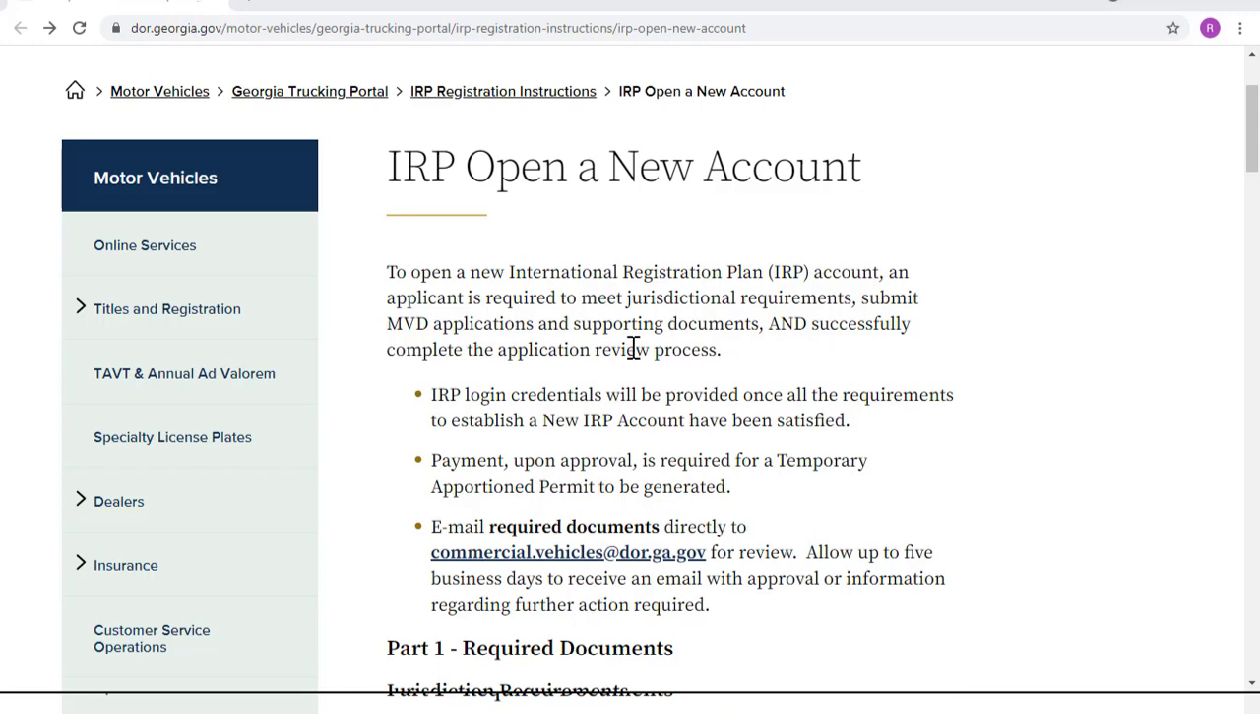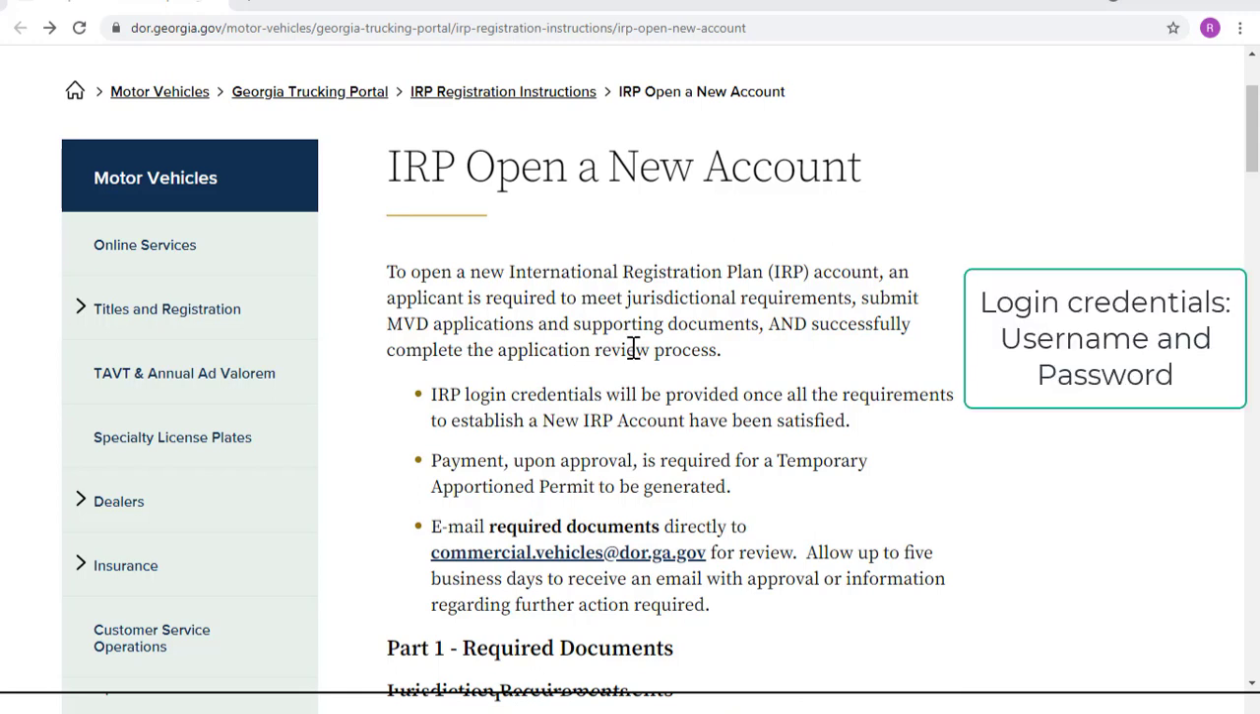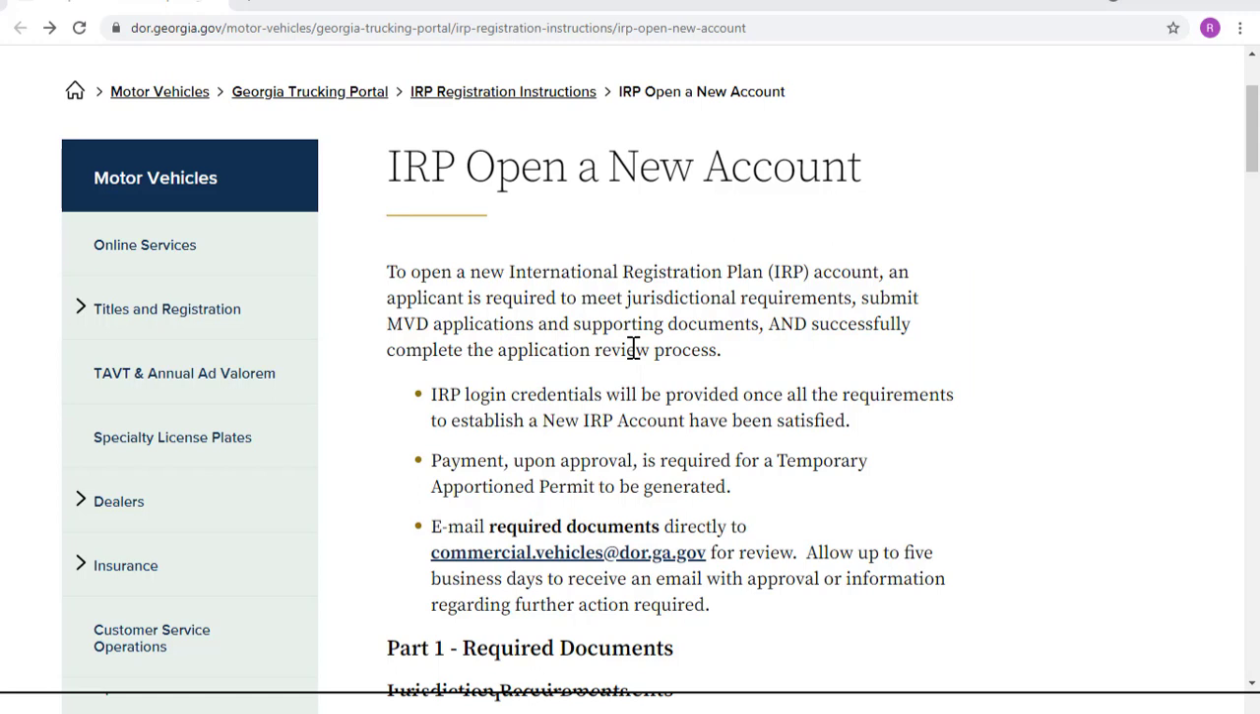So once you've submitted the supporting documents and successfully completed the application review process, you're going to get your IRP login credentials, which is a portal where you would go in and add trucks. You would go in that same portal to delete trucks, and to make any type of changes you need to make to your new IRP account.